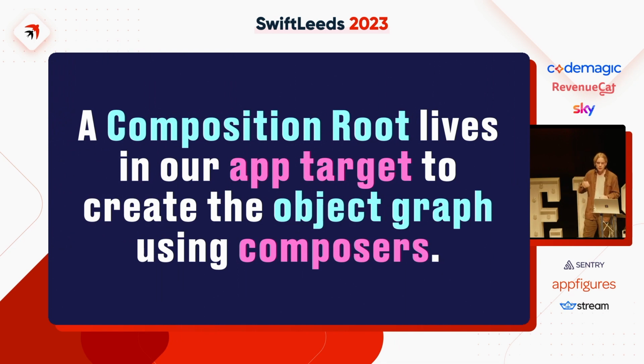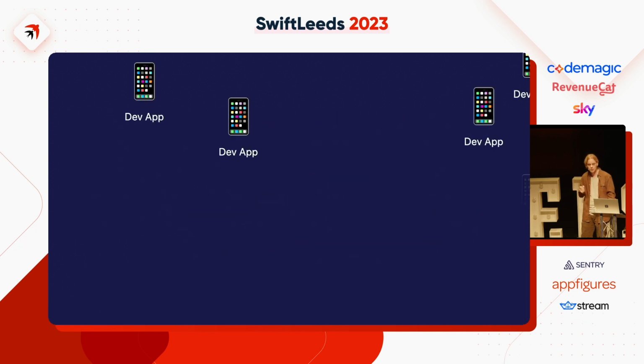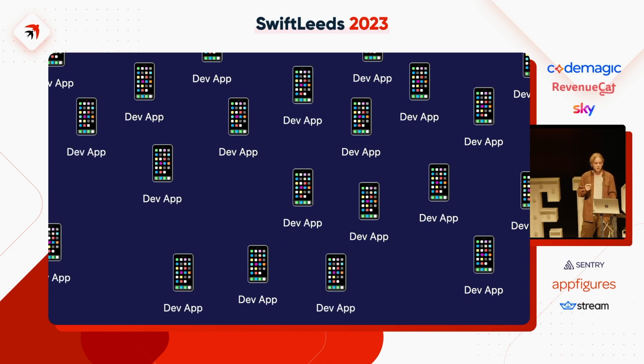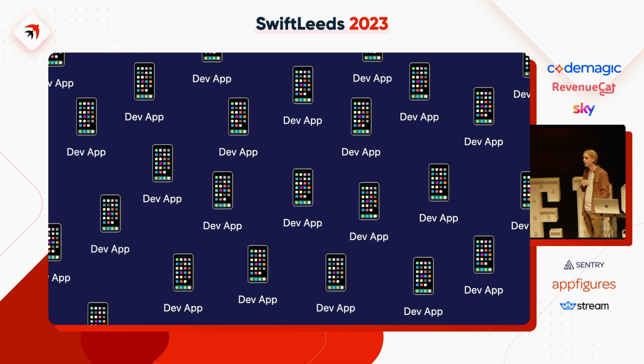So we've just learned that a composition root lives in our app target to create the object graph using composers. And we can use this knowledge to easily create dev apps. So I think this concept was originally presented by Airbnb, and I've recently started adopting dev apps in my Xcode projects. Dev apps are just separate app targets that live in our Xcode project to create apps that launch directly into a specific feature, and that feature might live in a separate Swift package.